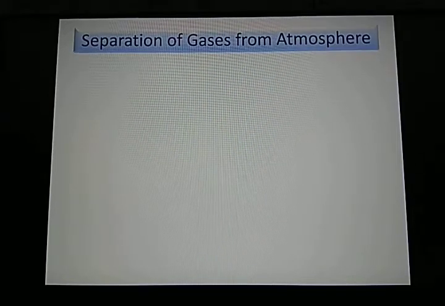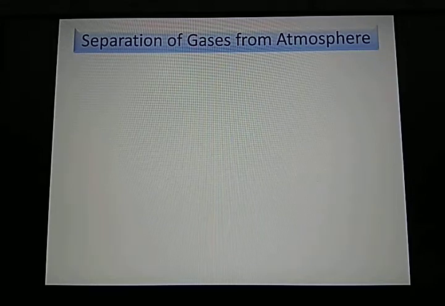Hello everyone. Today we're going to discuss some more methods of separation of substances. So the first method is, how do we separate the different gases from the atmosphere? Now we know that in our atmosphere there are different kinds of gases present. If we want to separate each of these gases from the atmosphere, how will we do that? So let us discuss the process.